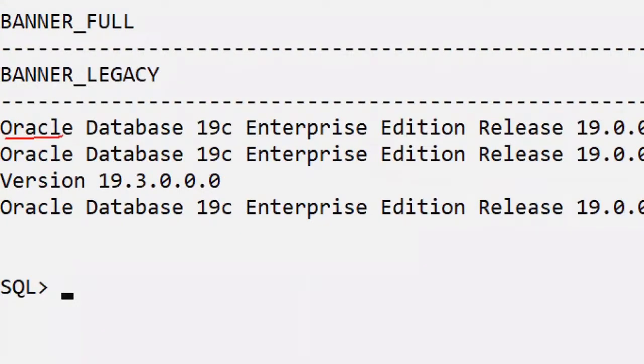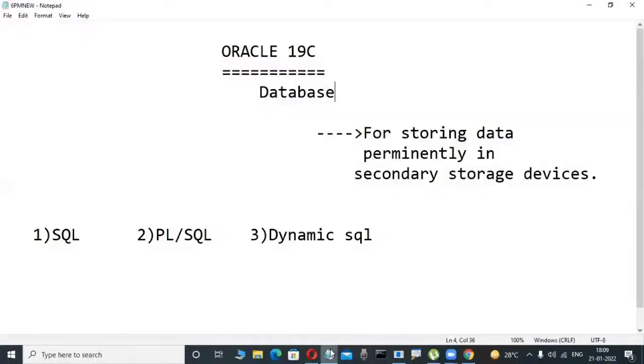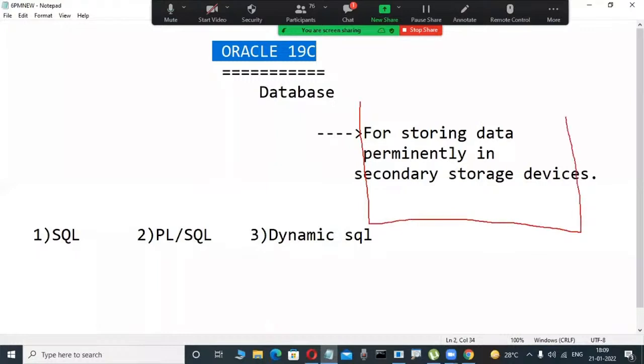Oracle is a product from Oracle Corporation. But what type of product is this one? A database product. The version we are learning in our course is 19c, which is a version of this database product. What is a database? Once we install the Oracle software, some place is automatically created in the disk. In this place, we permanently store the data.